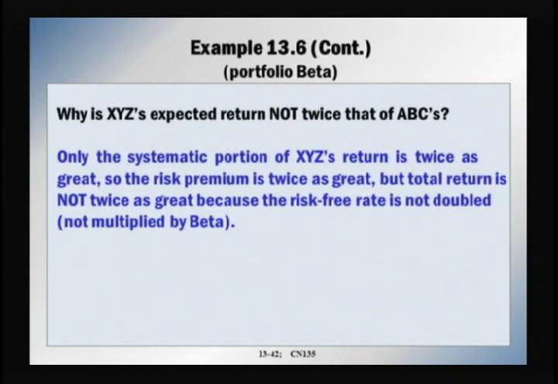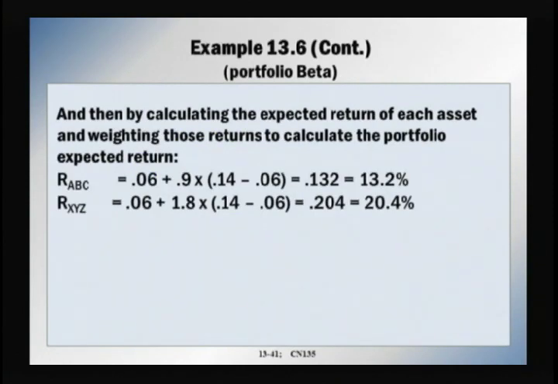Now, stock XYZ has a beta of 1.8 that is twice the beta of stock ABC, which was 0.9. But stock XYZ is not expected to produce twice as much return. Stock XYZ is expected to produce a return of 20.4%, whereas stock ABC is expected to produce a return of 13.2%. We don't expect twice as much return from XYZ. We do expect twice as much risk premium.